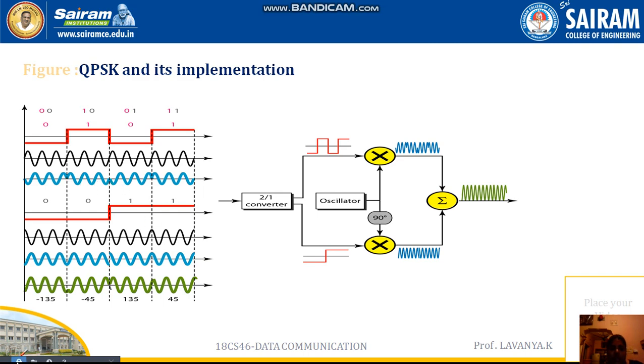Then like that I'm going to split up all the values. Wherever we got a minus value, we consider that the phase is going to start from 180 degrees. If all are positive values, then we consider that the phase starts from 0th degree. So this is our QPSK implementation technique.